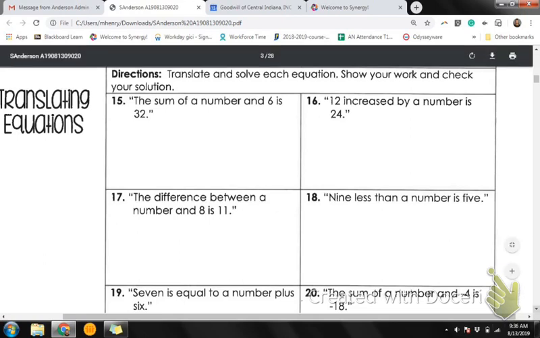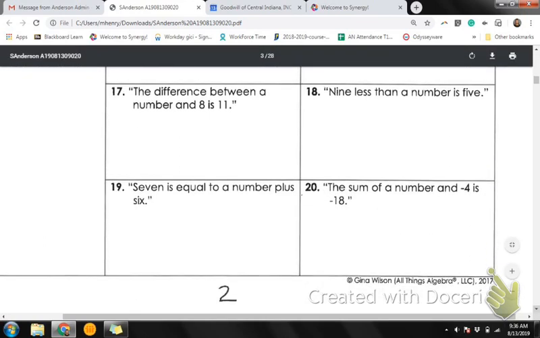Okay, number 17. The difference. Okay, there's a word. So before we move any further, I know that difference means subtraction. So the difference between a number, I don't know what that number is, so I'm going to call it A, and 8 is 11. And is means equals. Okay. So they're giving it to me in order. The difference between a number and 8 is 11.